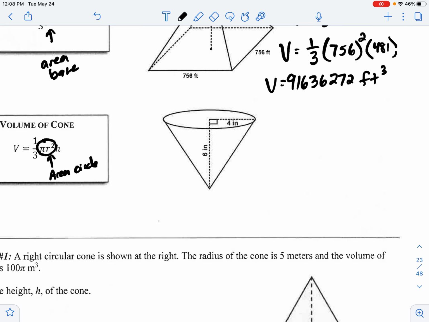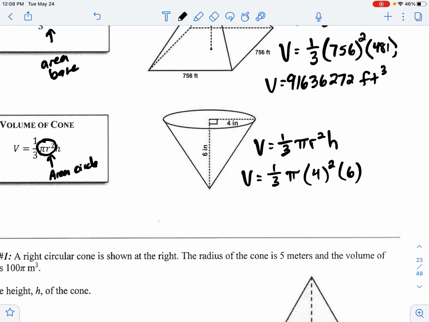Okay, and then the cone here, volume is 1/3 pi r squared h. Okay, so 1/3 pi, the radius is 4, and the height is 6. And we'll leave this in terms of pi. So when I put this in the calculator, I am not going to put the pi button in. And I get 32 pi inches cubed.